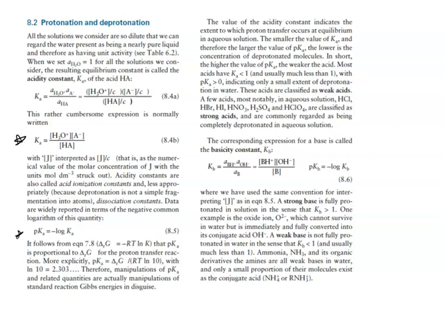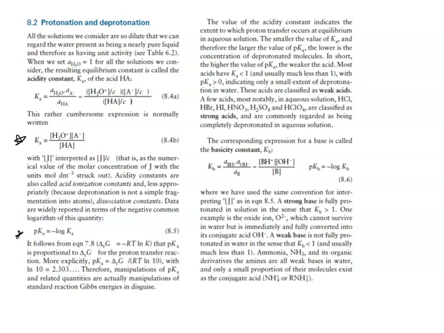Now, the value of the acidity constant indicates the extent to which proton transfer occurs at equilibrium in aqueous solutions. The smaller the value of Ka, and therefore the larger the value of pKa, the lower is the concentration of the deprotonated molecules. In short, the higher the value of pKa, the weaker the acid. Most acids have Ka of less than 1 and usually much less than 1, with pKa greater than 0, indicating only a small extent of deprotonation in water. These acids are classified as weak acids.